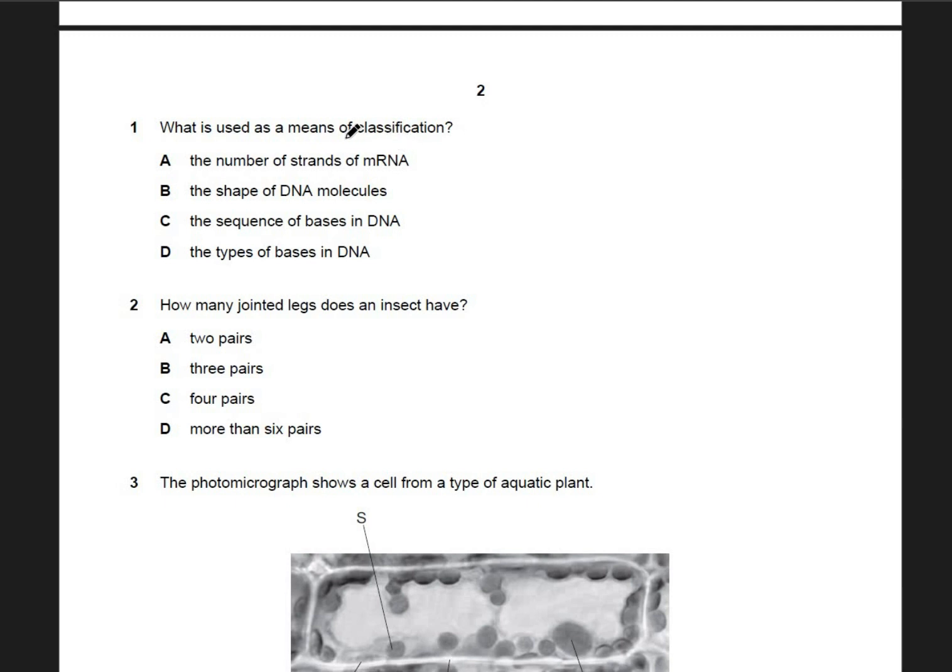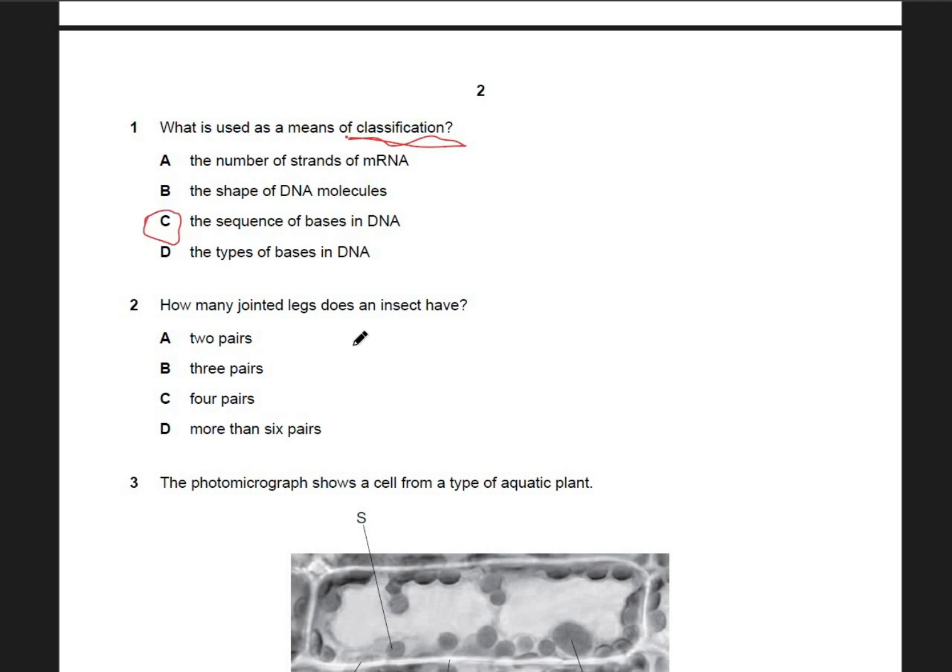Students, you should always know that classification is mostly and mainly done on the basis of the sequence of the bases or the sequence of amino acids or the sequence of genes in the DNA. I'm repeating myself again, that classification is mostly done on the basis of the sequence of amino acids in the polypeptide chain or the sequence of bases in a gene or in the DNA. So according to this, option C becomes the answer for this question.